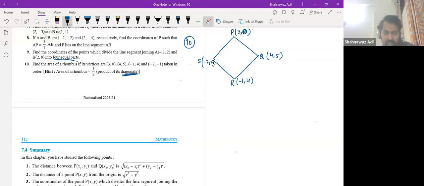So these are the vertices. And what would be the diagonals? PR and SQ. Yeah, so PR and SQ, they are the diagonals. So let us find out PR. PR would be how much?